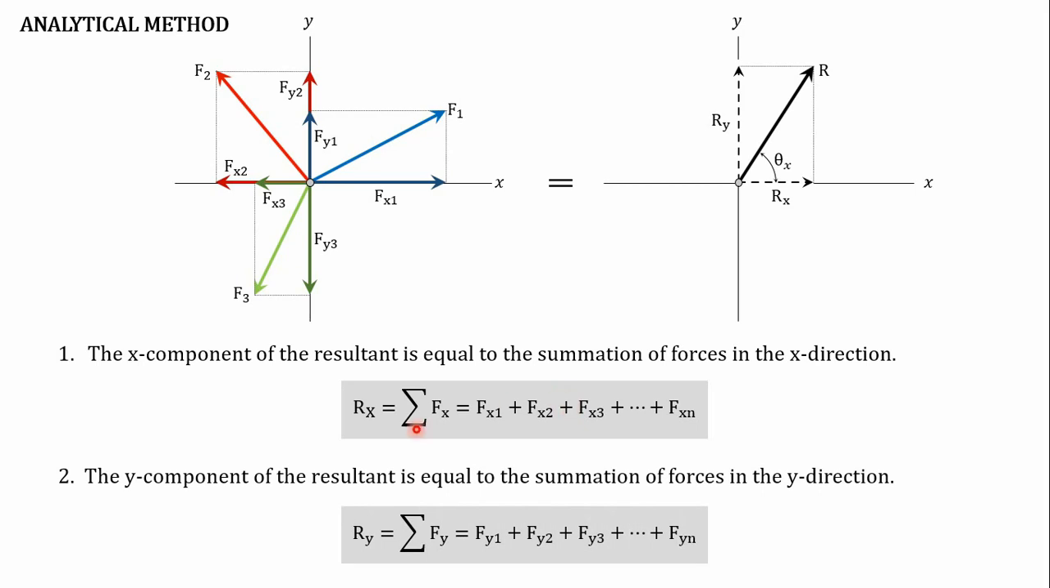To compute Ry, or the component of the resultant force with respect to the vertical, that is equal to the summation of Fy. Isum up lang natin yung all vertical components of all forces. That is equivalent to Fy1 plus Fy2 plus Fy3 plus ... plus Fyn. So that is how we compute Rx and Ry.